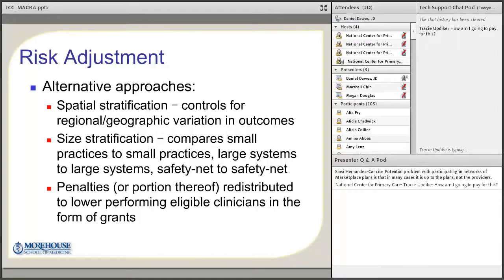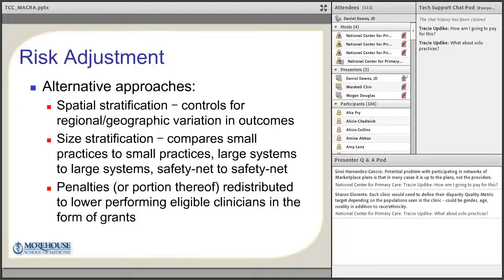And then the third issue that we wanted to also get feedback on is this notion of penalties, or at least allocating a portion thereof and redistributing those to the lower performing eligible clinicians in the form of grants, so that they can improve. They can use that funding that they lost. They can compete for it. They can then use that to actually bolster their efforts where they're weakest.